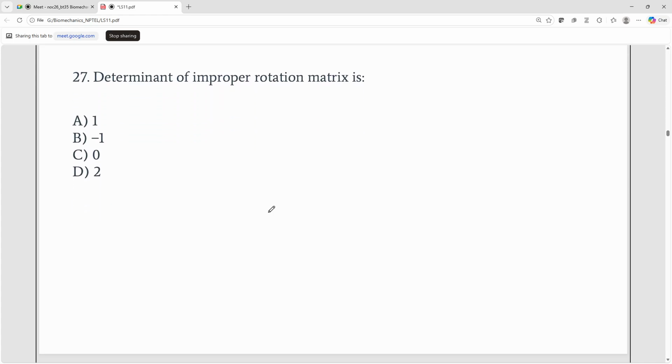Next question. Determinant of an improper rotation matrix is what? Is it option A 1? Option B -1? Option C 0? Or option D 2?